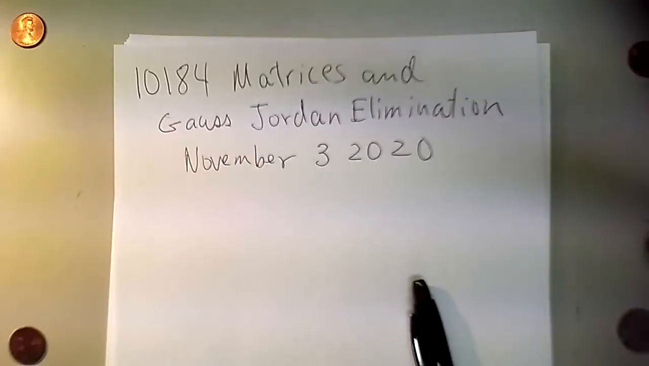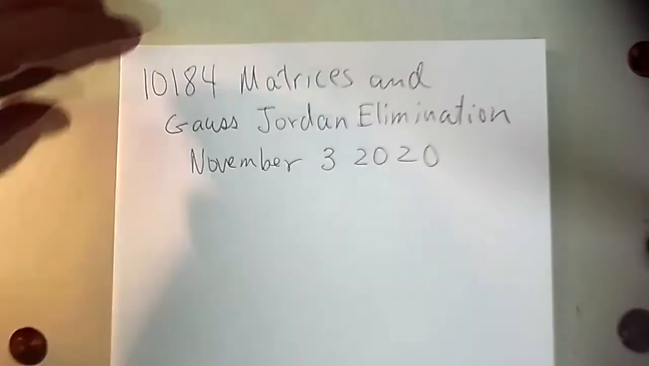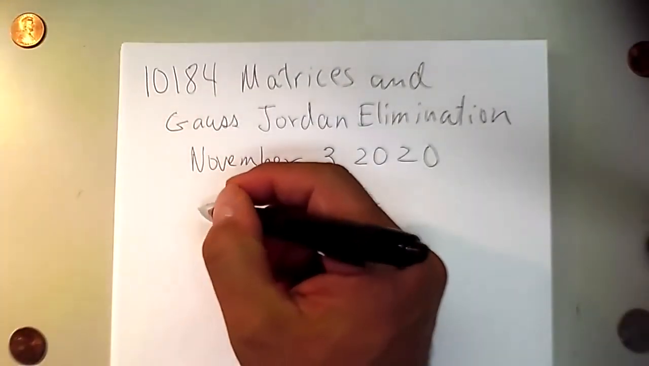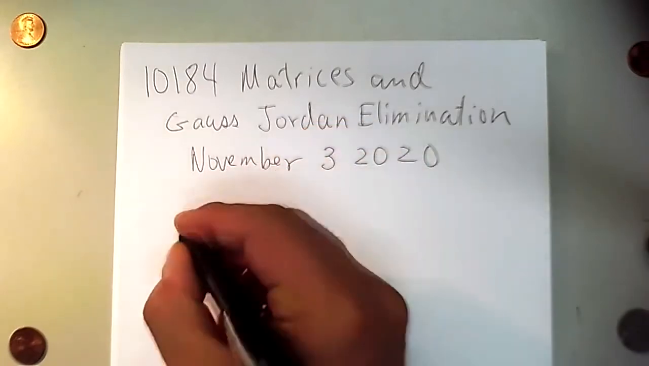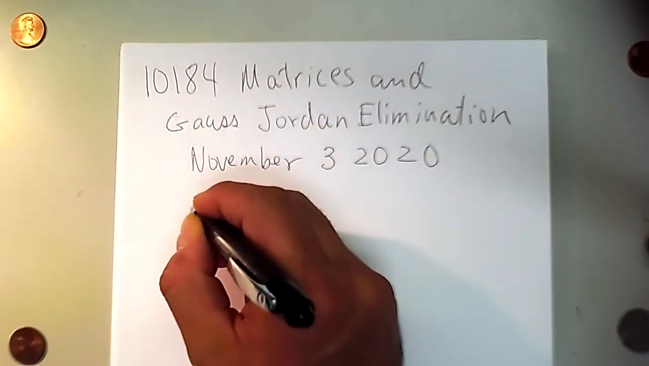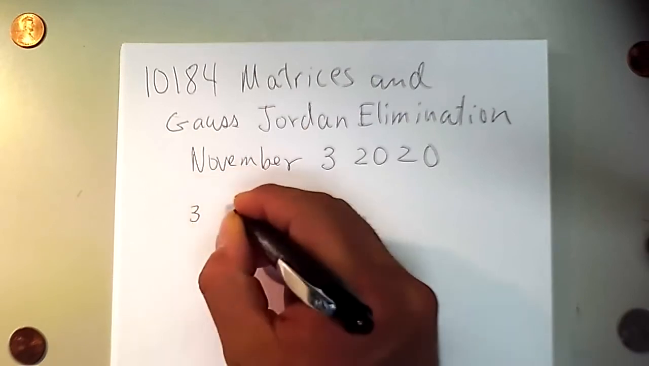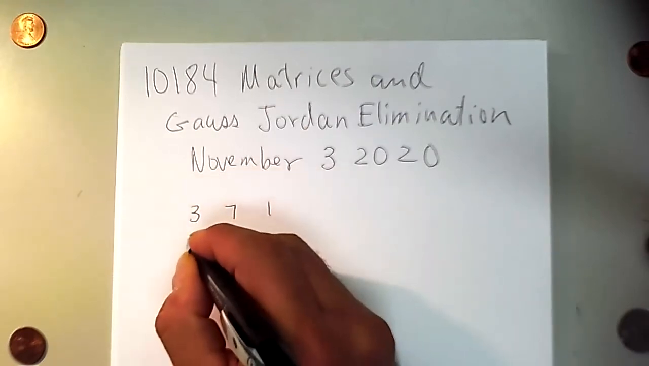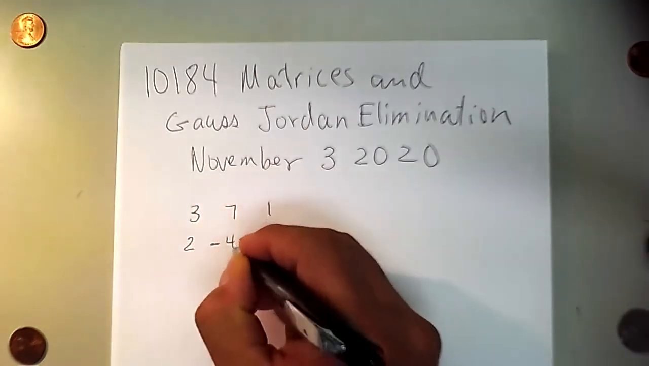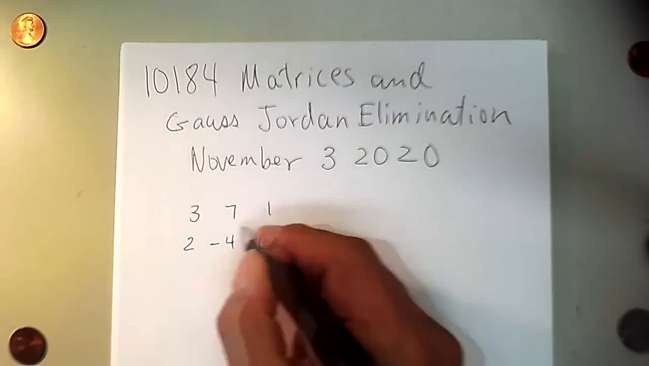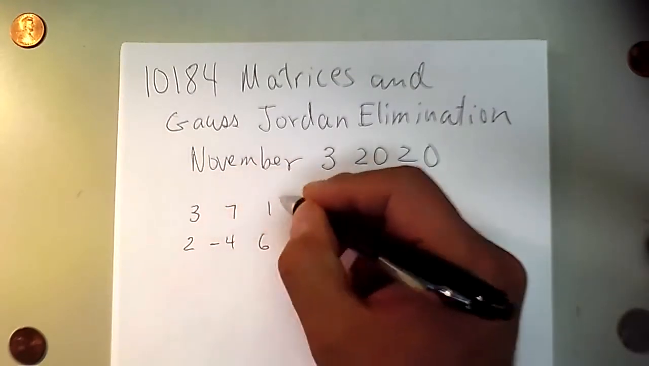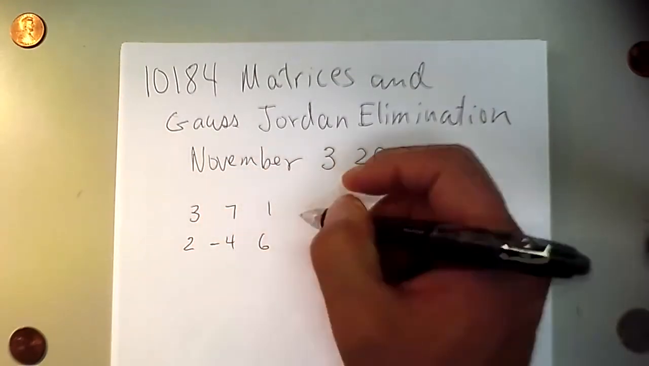All right, we're going to start with matrices. Matrices are rectangular arrays of numbers. So for instance, 3, 7, 1, 2, negative 4, 6. So that is a rectangular array of numbers. There are 2 rows and 3 columns: 1, 2, 3 columns.